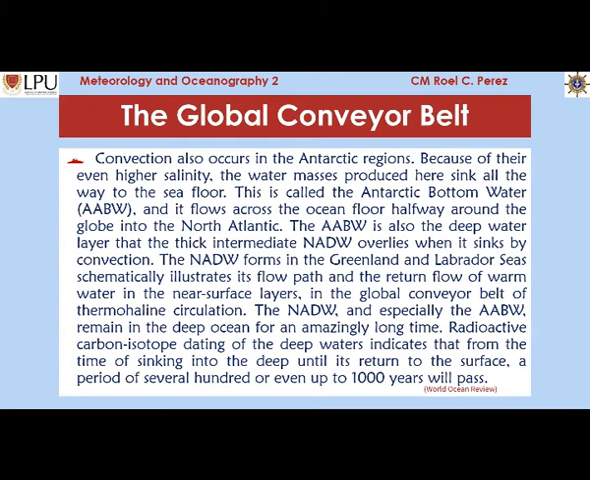In the global conveyor belt of thermohaline circulation, the North Atlantic deep water and especially the Antarctic bottom water remain in the deep ocean for an amazingly long time. Radioactive carbon isotope dating of the deep waters indicates that from the time of sinking into the deep until its return to the surface, a period of several hundred or even up to 1,000 years will pass.